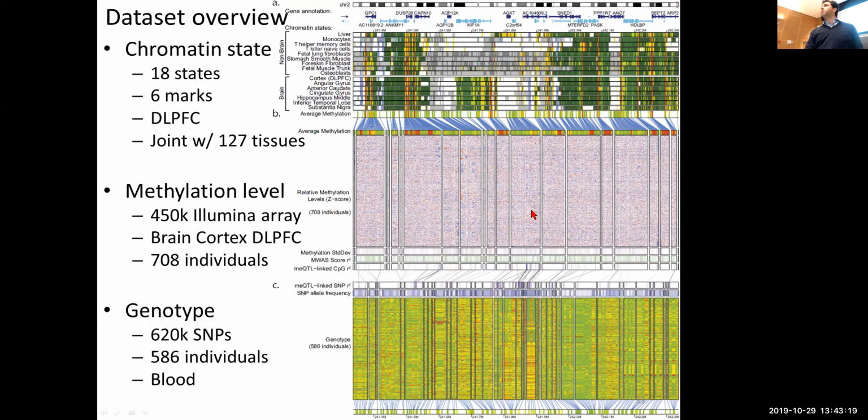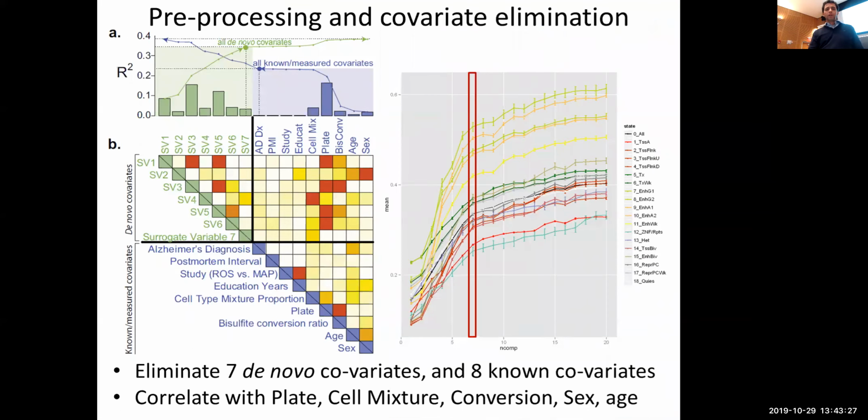The methylation matrix itself also has to be corrected by removing global effects. What are some of these effects? Well, you can ask, what is the effect of whether an individual has Alzheimer's or not? Or how long was the interval between when they died and when their brain was profiled, the post-mortem interval, or PMI? Which study did they come from? How many years of education did they have? What is the cell type mixture proportion? What plate was used in profiling these?